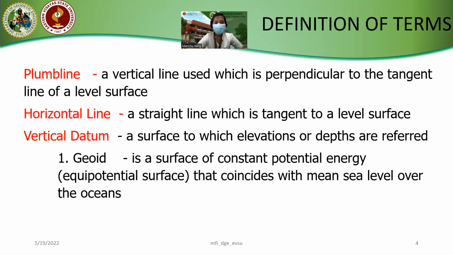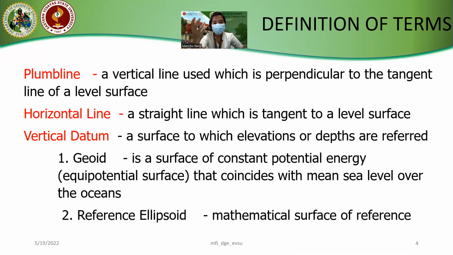There are two types of datum in reference. We have the geoid. This is a surface of constant potential energy that coincides with the mean sea level over the ocean. If you have the picture of the earth, and then we took out all the waters, then only the landmass would be left. Because the earth is not a perfect sphere, it only appears as a sphere because of the water or the ocean. If you take out all the oceans and the water along its body, the remaining shape will look like a lumpy potato. That is now called the geoid.